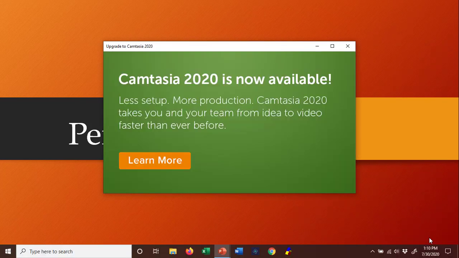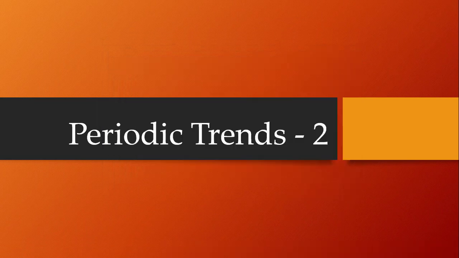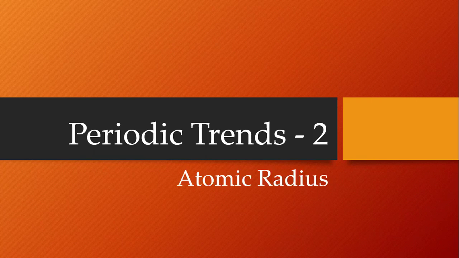Now that we've gone through the introduction on periodic trends, we're going to start the first of several lectures on specific trends. And we'll start with the atomic radius.